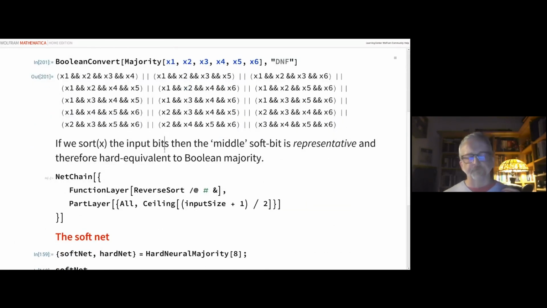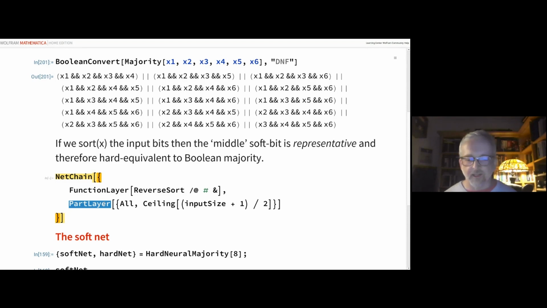Okay, so notice that if we sorted the soft bit inputs in ascending size, then the middle bit in that sorted array would be a representative bit and hard equivalent to Boolean majority. And why? Because if the majority of bits are high, then the middle of the sorted list is also guaranteed to be high. So remarkably, we can easily implement that idea using the Wolfram neural network support. In fact, we can just create a net chain, just 2 lines of code essentially. Here's a function layer that takes the built-in sort function and applies it to the inputs, and then a part there that picks out the middle bit, as I just explained.